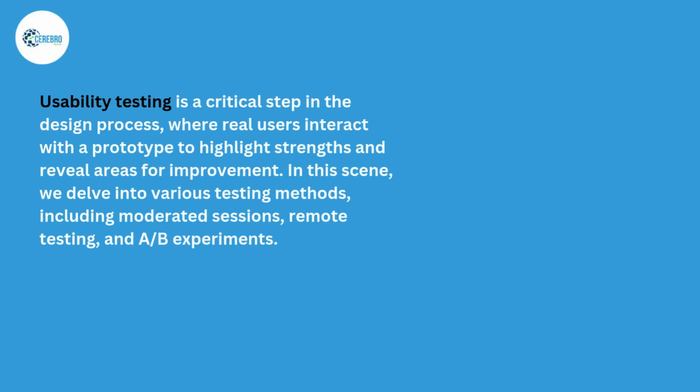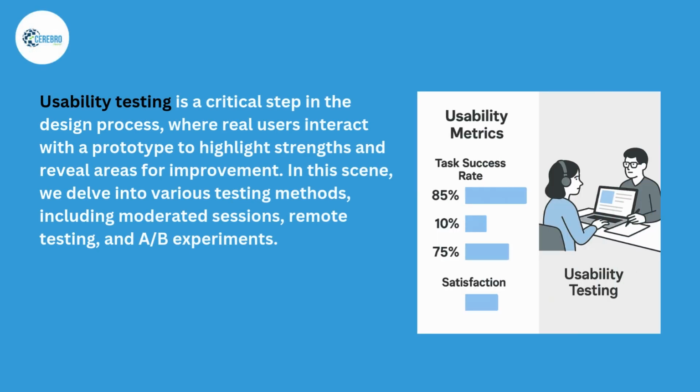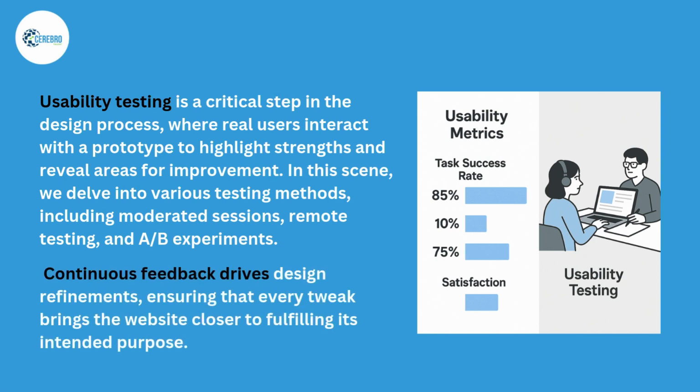Usability testing is a critical step in the design process, where real users interact with a prototype to highlight strengths and reveal areas for improvement. In this scene, we delve into various testing methods, including moderated sessions, remote testing, and A/B experiments. Alongside, we introduce charts and diagrams that map user engagement and error rates. These visual tools help illustrate how continuous feedback drives design refinements, ensuring that every tweak brings the website closer to fulfilling its intended purpose and meeting user expectations.